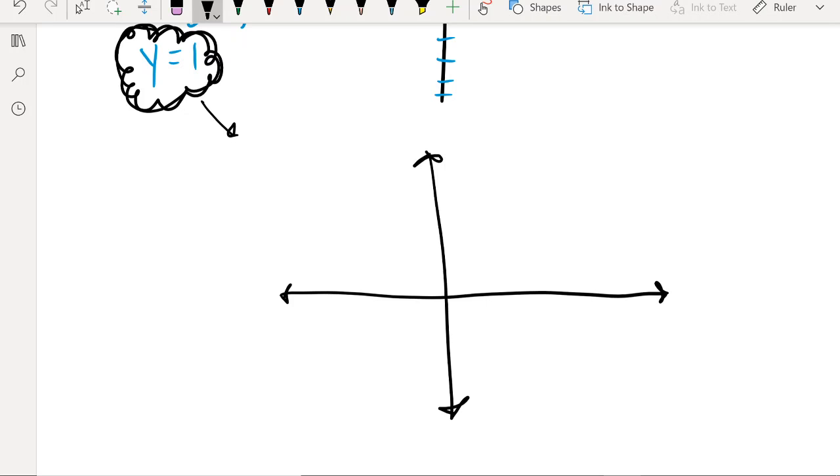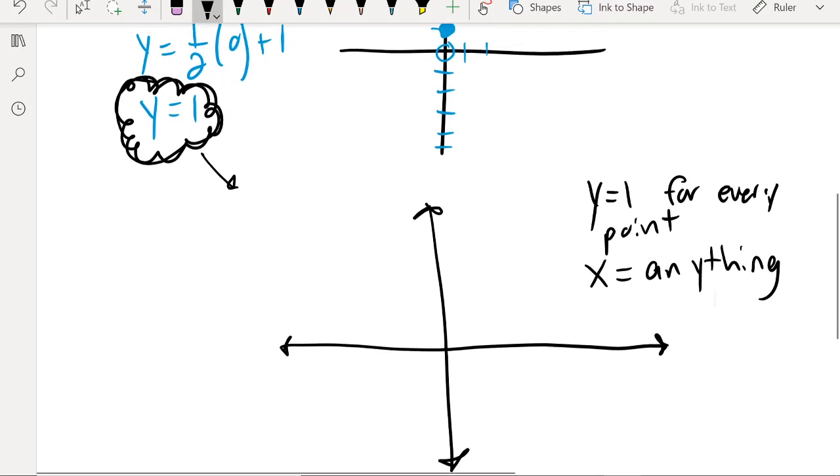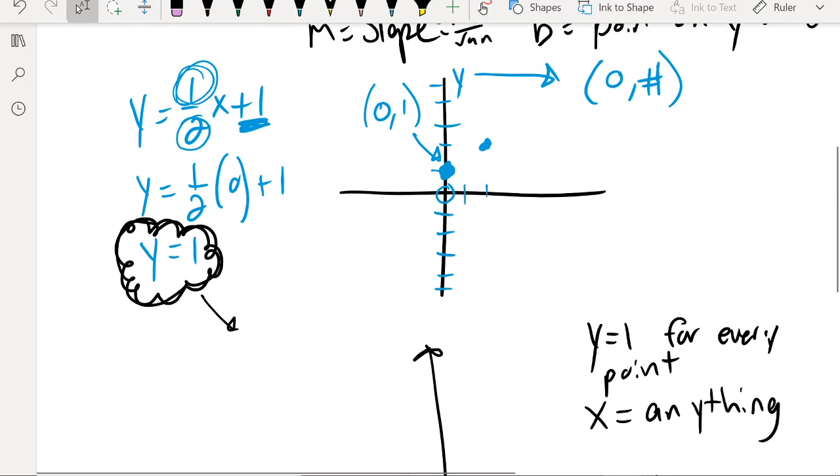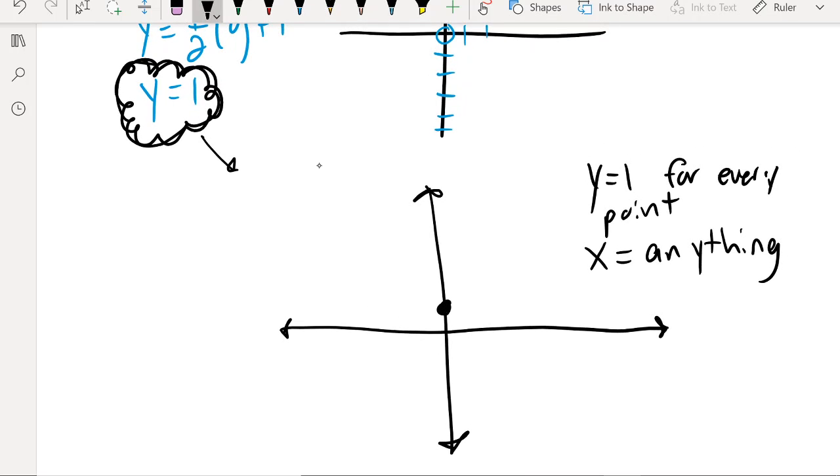then one way to do this is to simply say y equals 1 for every point. Okay? And this also then means that x can equal anything. There is no x, so x can equal anything you want it to. So we already know of a point where y is equal to 1. It's at 0, comma 1. At 0, comma 1, right here, y is 1.